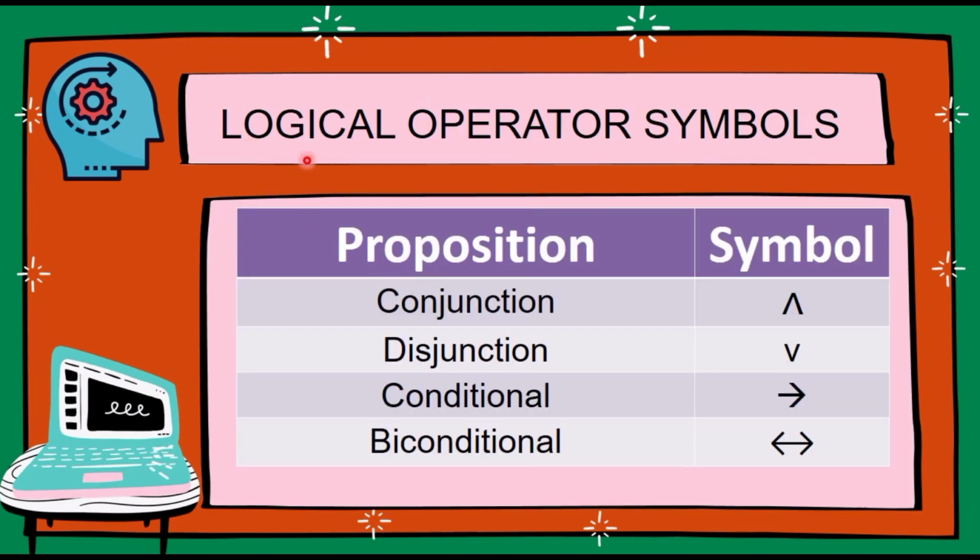We should also familiarize ourselves with the logical operator symbols. Below is the symbol for each proposition. Conjunction, inverted V. Disjunction, V. Conditional, arrow to the right. Biconditional, arrow left and right.